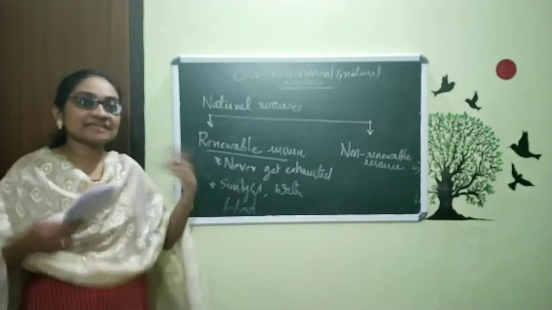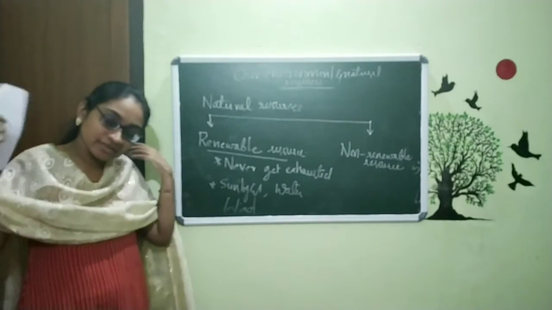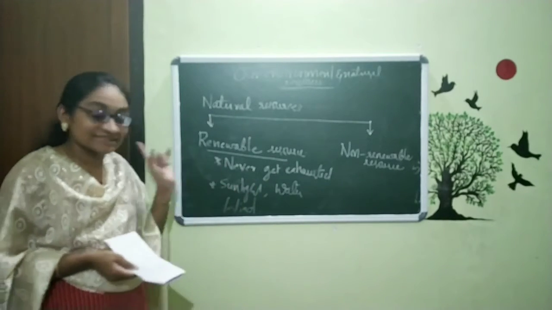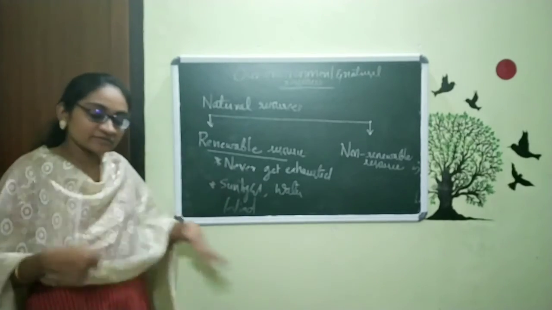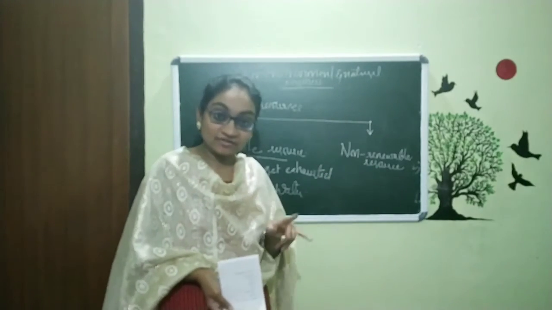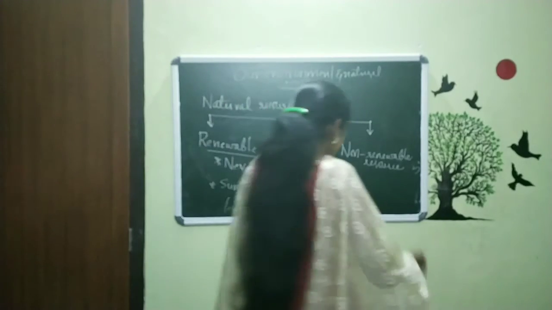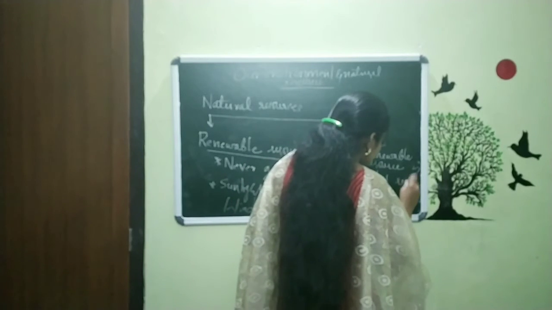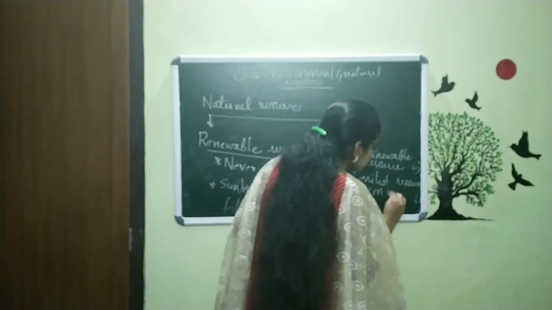When we are using sunlight, does it get over somewhere? No. We get it continuously. We can use as much as we need. So a renewable resource means a resource which never gets exhausted, never gets over. It will be continuously available. But a non-renewable resource means a resource which will get exhausted, which will get over. So we can say this is a limited resource. It will be over on usage.